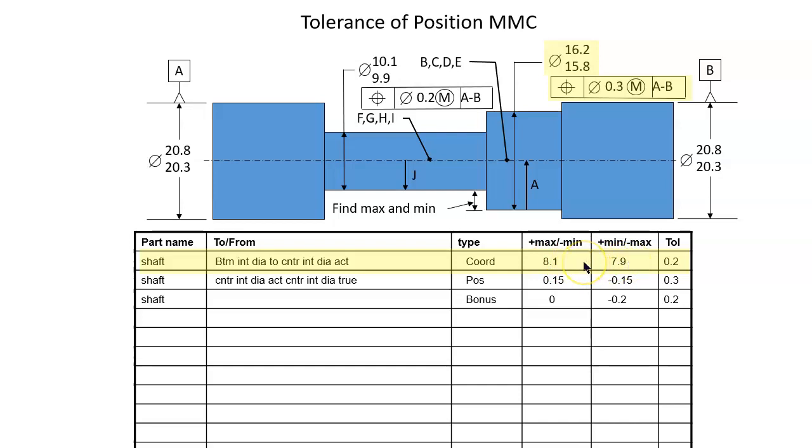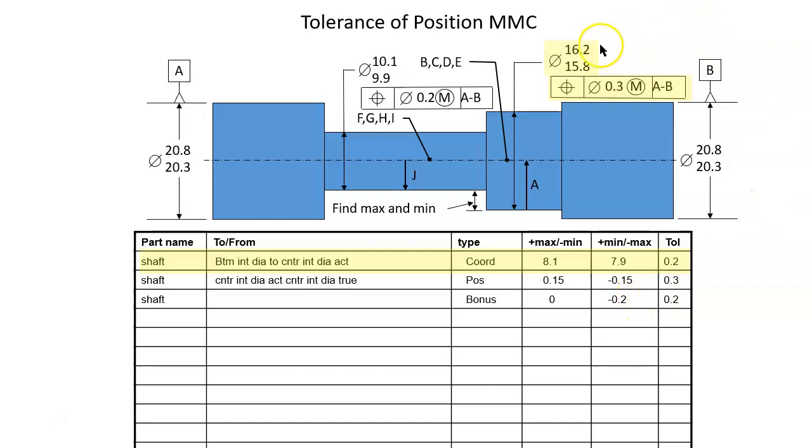It's an external feature size, so we went through the MMC radius in this column where we have our 8.1 radius, so we put 0 bonus there. We went through the LMC radius in this column where we have the smaller number, the 7.9. So we're going to put our max radial bonus there.